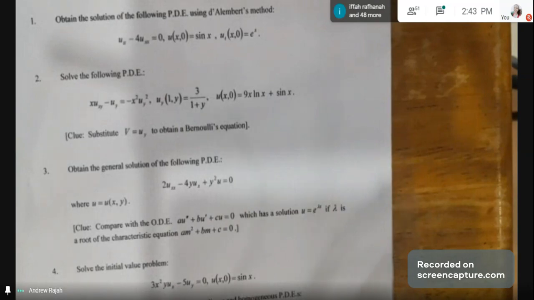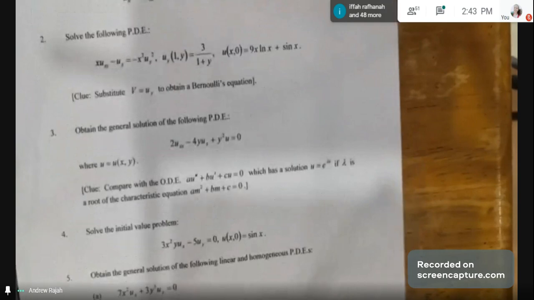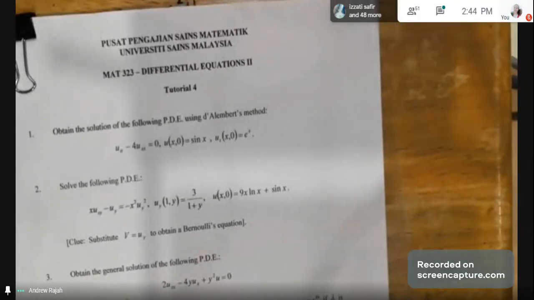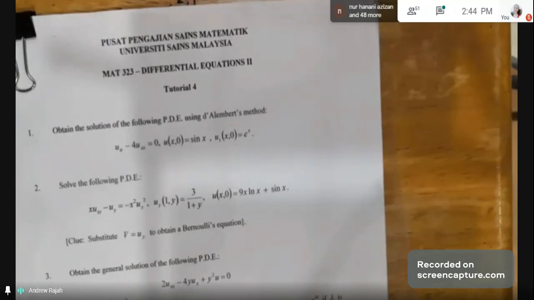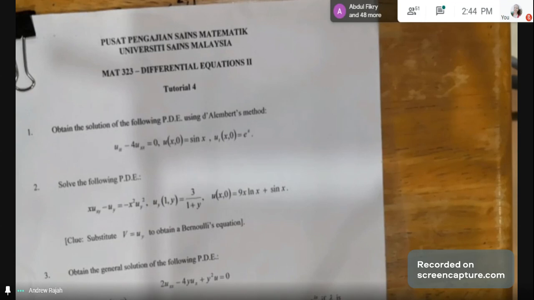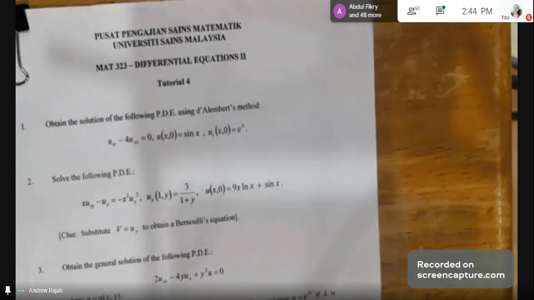Doctor, I want to ask about question one. If I just do it until the exponent and don't change it to sinh and cosh, is that okay? Yes, you can put the e to the power of negative x and positive x, unless the question asks you to.